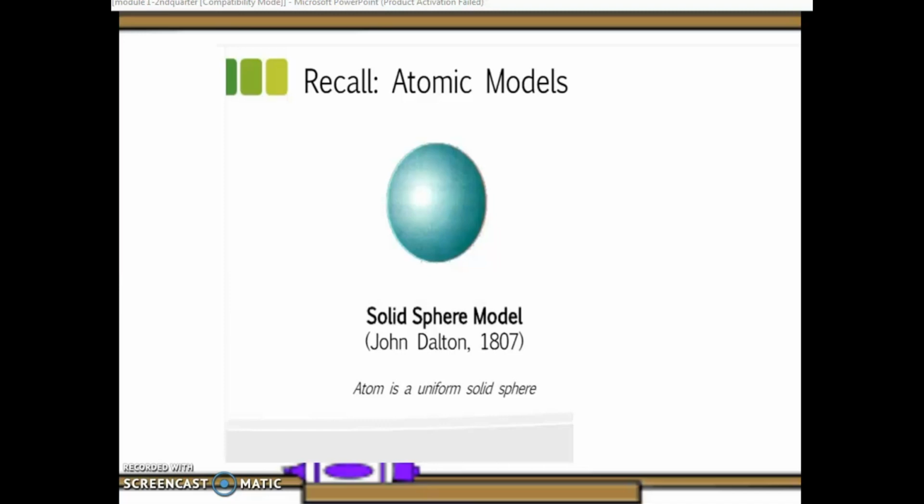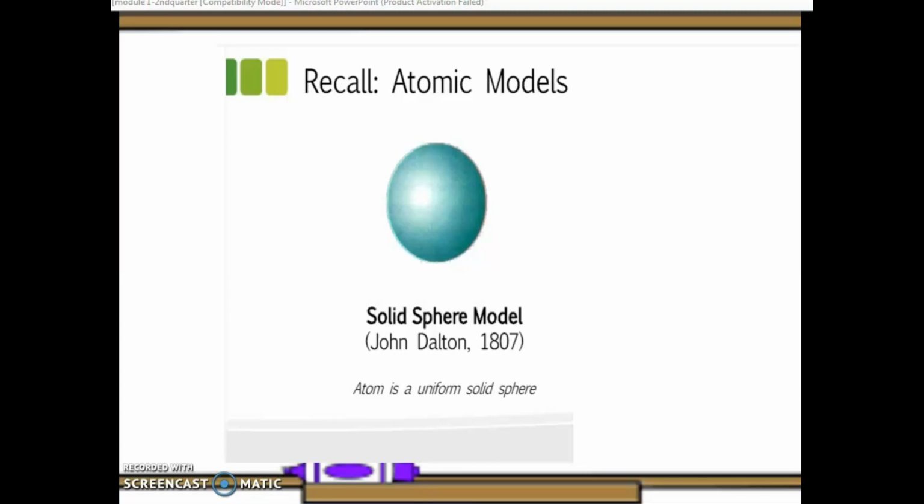This is the solid sphere model of John Dalton. John Dalton based his atomic theory on two verified scientific laws, the law of conservation of mass and the law of constant composition. The law of conservation of mass states that within a closed system, matter cannot be created or destroyed. It can change forms but is conserved. Now, according to the law of constant composition, pure compounds will always have the same proportion of the same elements.